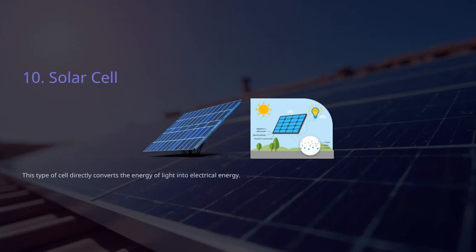Let's talk about solar cells. These are fascinating because they directly convert the energy of light into electrical energy. Essentially, when sunlight hits the solar cell, it excites the electrons, creating an electrical current. This process is what makes solar cells so efficient for harnessing renewable energy from the sun. They're a key component in sustainable energy solutions, tying into our broader theme of clean and renewable power sources.